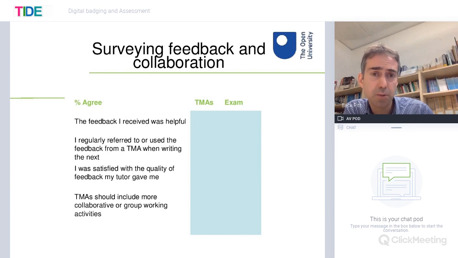This slide is a second example, which looks at feedback and collaboration. Was the feedback I received helpful? Did they feel that they had used the feedback again in writing the next assessment? That's a very important thing that we wanted to learn. Was the feedback we were providing being used, and was it being effective? Were they satisfied with the quality of the feedback they were getting from the tutor? And also a question here about whether they would like to see more collaborative or group working activities. This is a perennial question in respect to how much group working and collaboration we expect learners to do, and how much we give them that as an option.